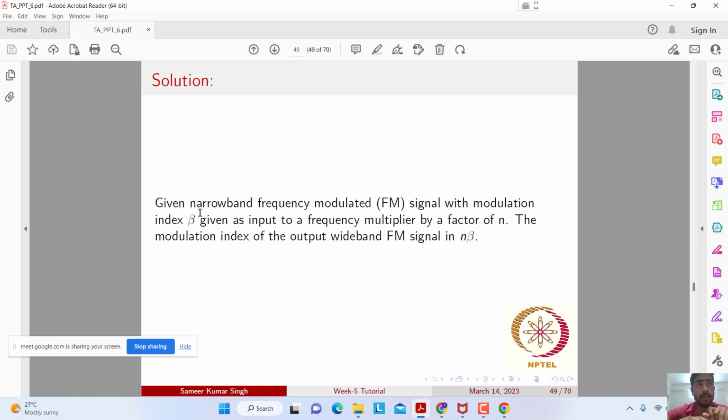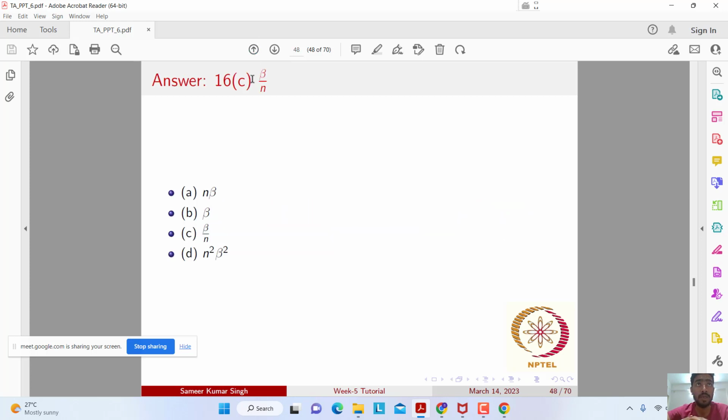That is the explanation. Given a narrowband frequency modulated FM signal with the modulation index beta as an input to a frequency multiplier by a factor of n, in the output we will get n beta. As we know, whenever we pass the FM beta through the frequency multiplier, it will be multiplied by that factor. So the answer will be n beta. Ignore this term. The answer will be A part.